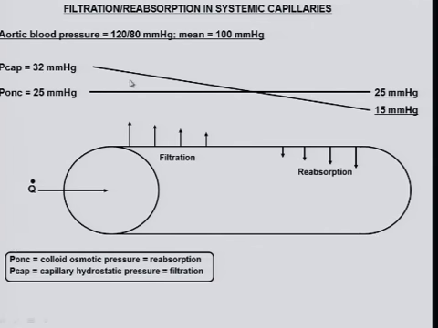Now, in this case, we look at the systemic circulation. We're going to use that as a comparison. So this is an example of filtration and reabsorption of water within the systemic capillaries. Okay, remember, aortic blood pressure is about 120/80 with a mean of about 100 millimeters of mercury. So that is the blood pressure that you're going to see going through the lumen systemically.